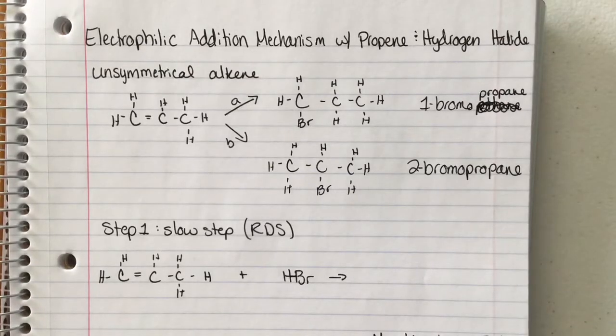Hey guys, it's Mrs. Miner, and this is part 3 of electrophilic addition. This is what you do if you have an unsymmetrical alkene.